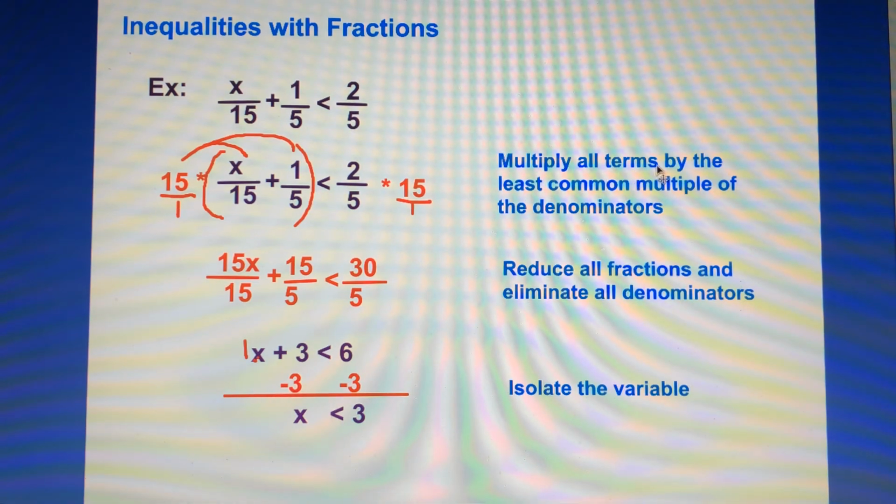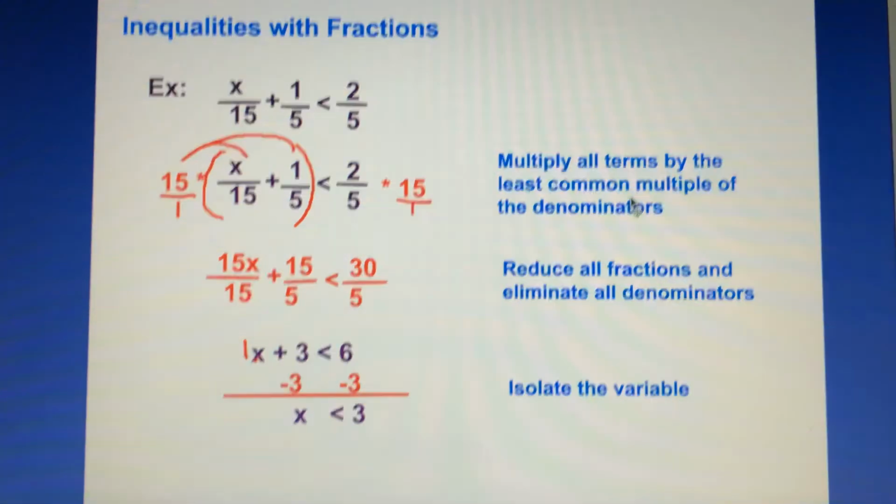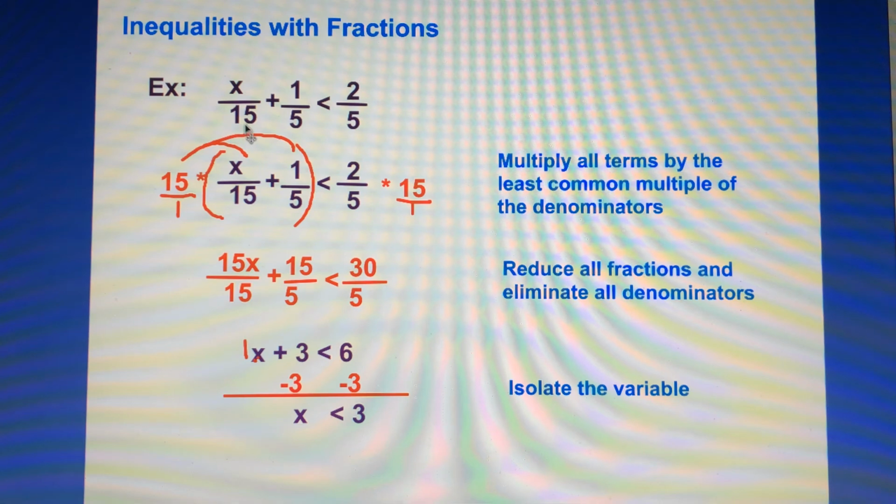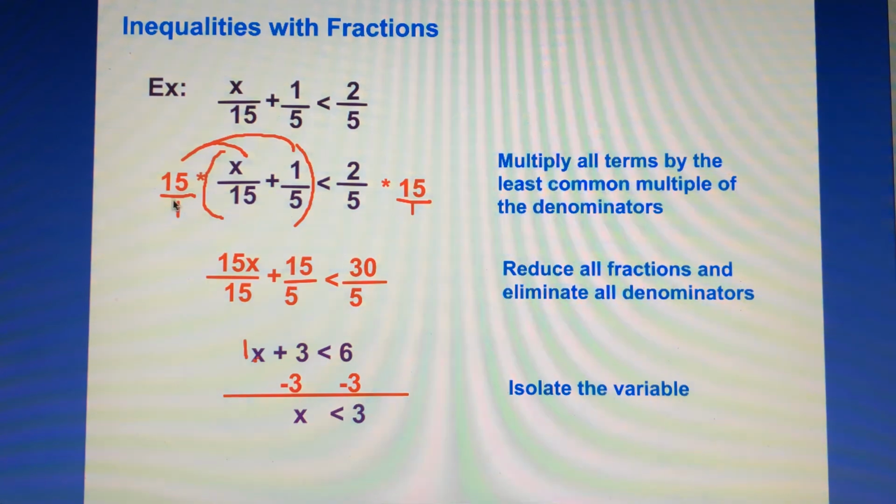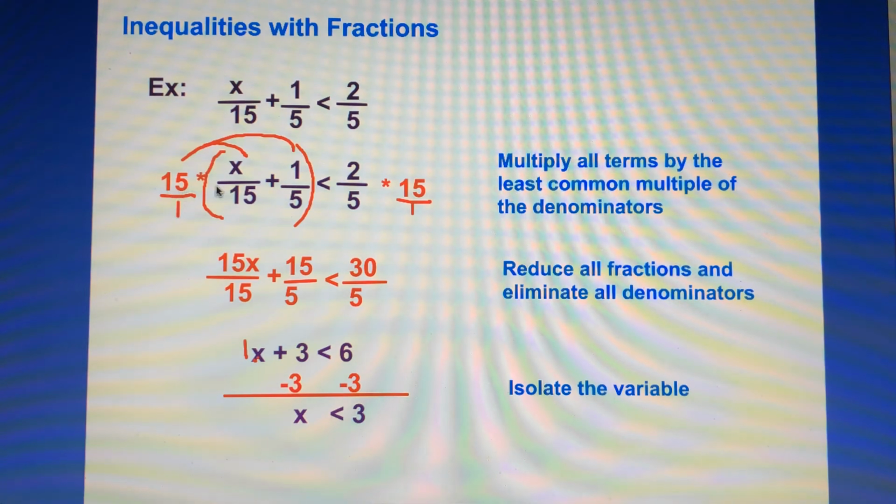You multiply all terms by the least common multiple of the denominators. In this case, my denominators were 15 and 5. The least common multiple is 15. Multiply both sides or every term by 15. I use distributive property. I multiply by 15 over 1, and what I get is 15x over 15, and 15 over 5 is less than or equal to 30 over 5.